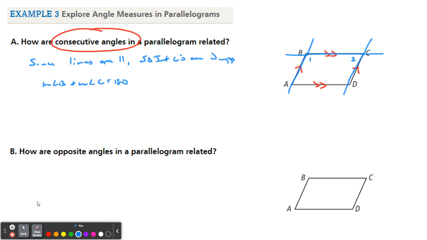And we just keep going around the horn. So B and C, then C and D are also. The measure of angle C plus the measure of angle D is 180. The measure of angle D plus the measure of angle A is 180. And the measure of angle A plus the measure of angle B is also 180. So your consecutive angles are supplementary.